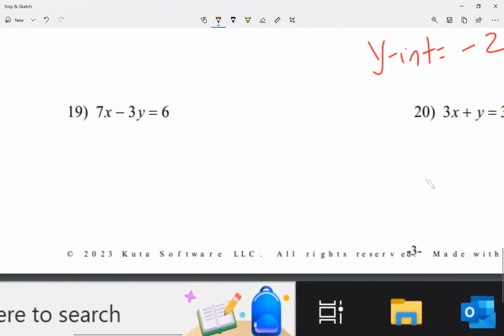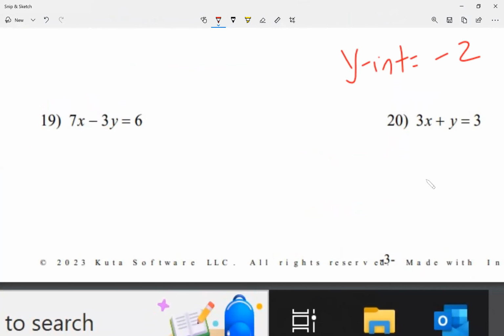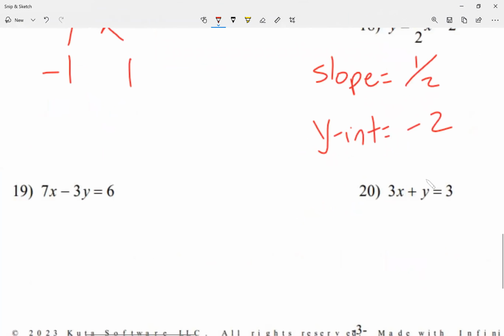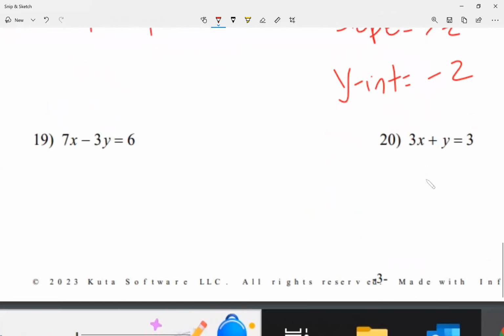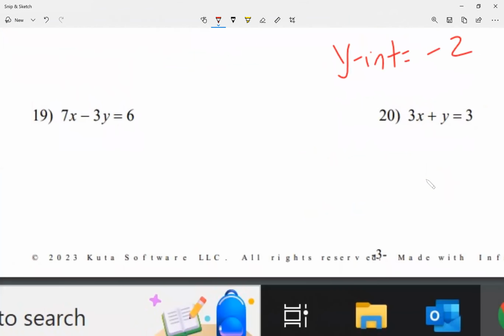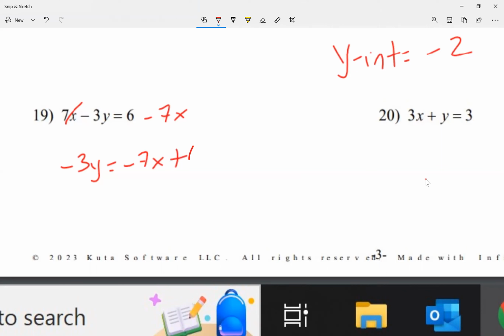Looking at question number 19, it would be nice if I had the y by itself. Notice that's how I had it for number 17 and 18. I had the y by itself. So let's take a look at number 19. To get the y by itself, the 7x, let me move it to the other side as a -7x. So I have -3y equals, okay, one thing. Let me write the term with the x first. So -7x plus 6.